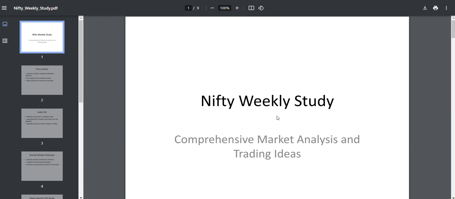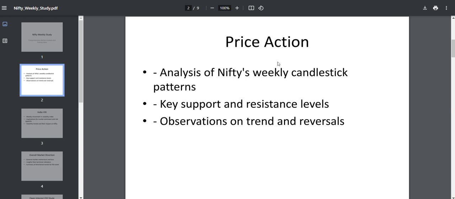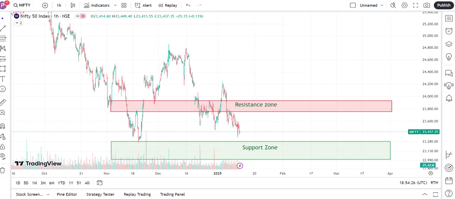Today we are going to look at the upcoming Nifty week analysis, that is for the 16th January expiry. So we will study one by one as per our standard pointers. First we will look at the price action. Basically we will look at the weekly candlestick, how the support and resistance are getting formed and what the trend is, and then we will come back. So let's go look into the chart.